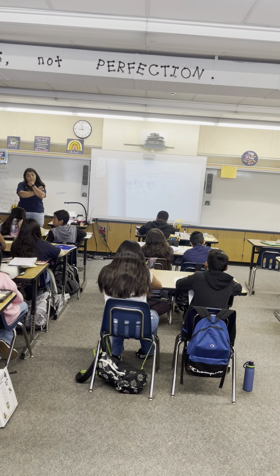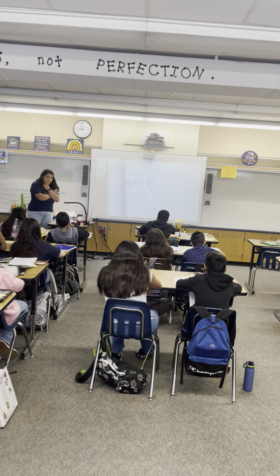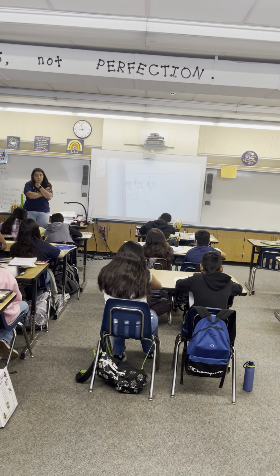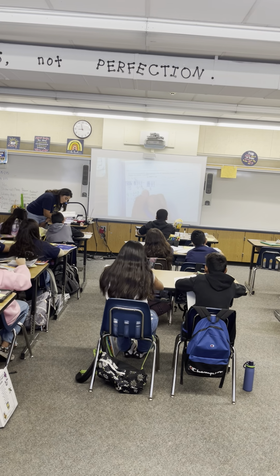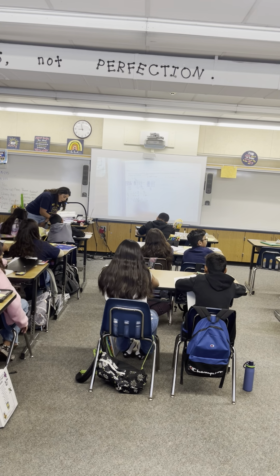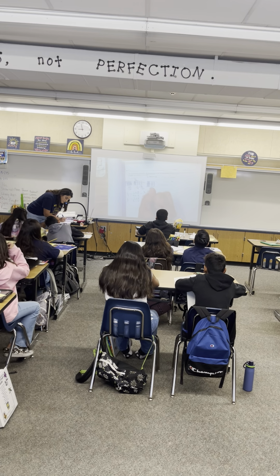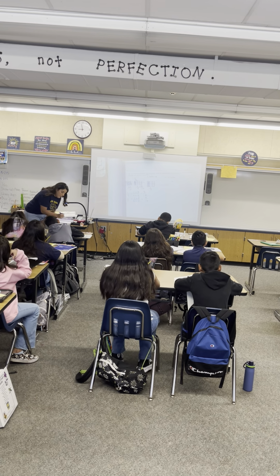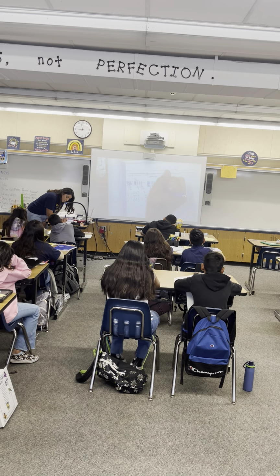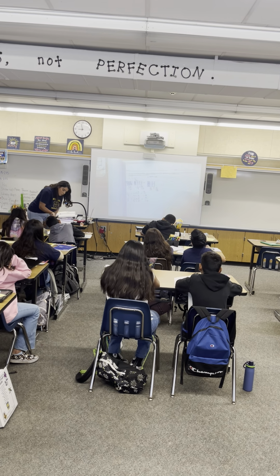Liana, what am I multiplying by? 4. And what am I doing to the denominator? I'm doing it to the numerator as well, right? So 3 times 4 is 12. 1 times 4 is 4. Okay. So now this is equivalent to what? 4/12, right?